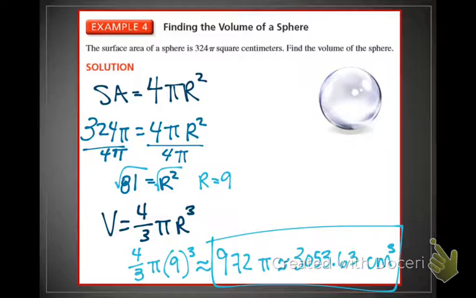Do we have any questions on this problem? Why we plugged in the surface area? Why we solved for R? Yes, dear. Why is there a 4/3 in the front of it? Because this is the volume formula. Yeah. You're asking why it's 4/3?